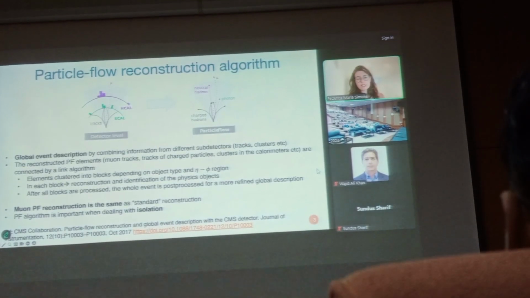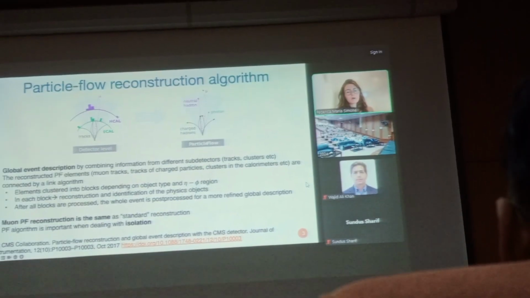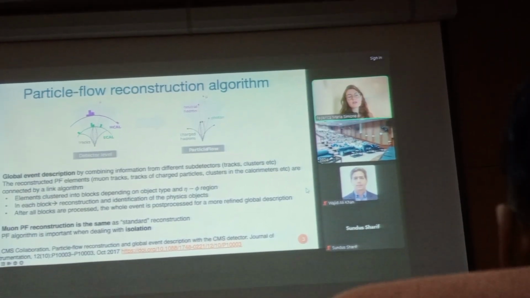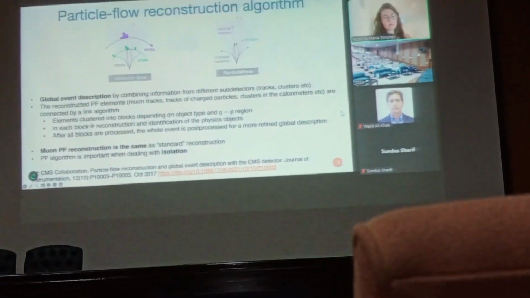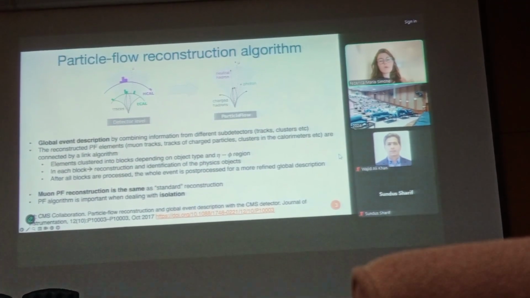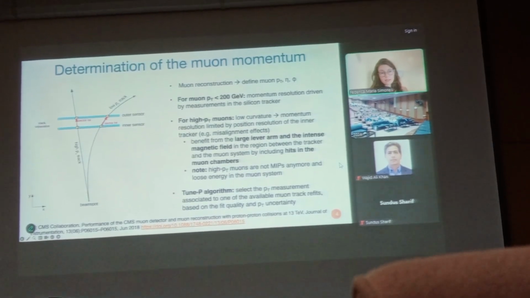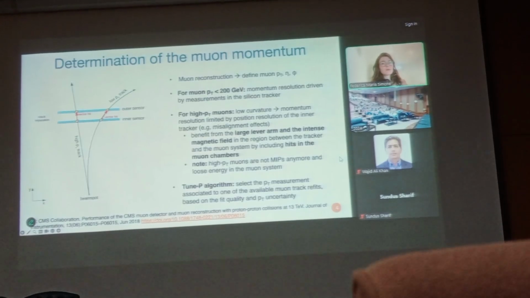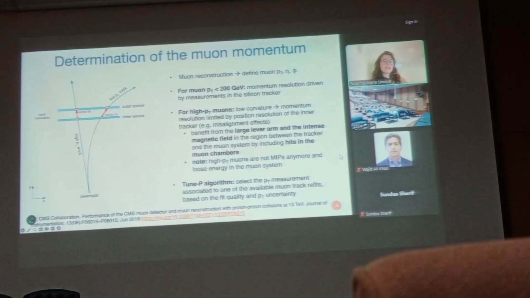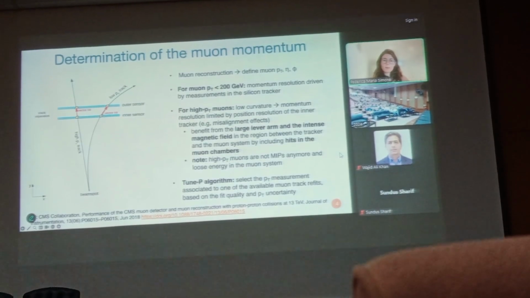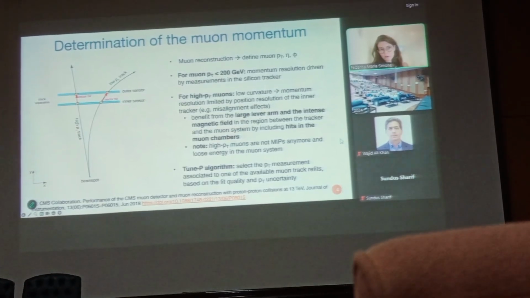Now, for closing this part about the reconstruction, we should look at the specific algorithms for determining the muon pT. Here is just to give you the names of the things that you might encounter when dealing with muons in CMSSW, in the CMS software. We already discussed the physics of the detector, and we know that unless we are dealing with very high pT muons, the muon pT resolution is driven by the silicon tracker.